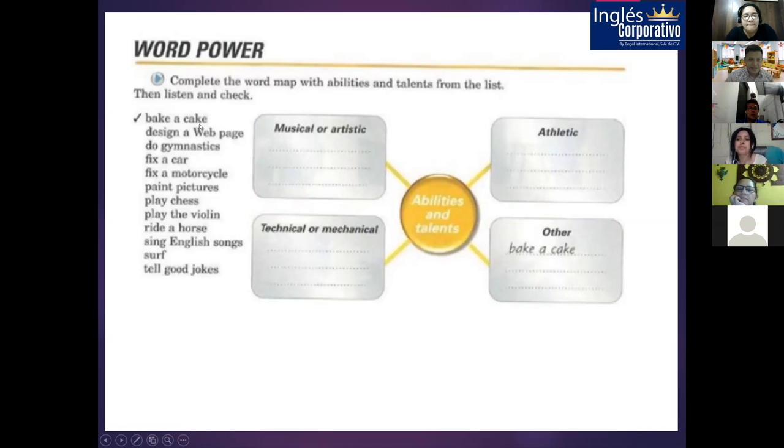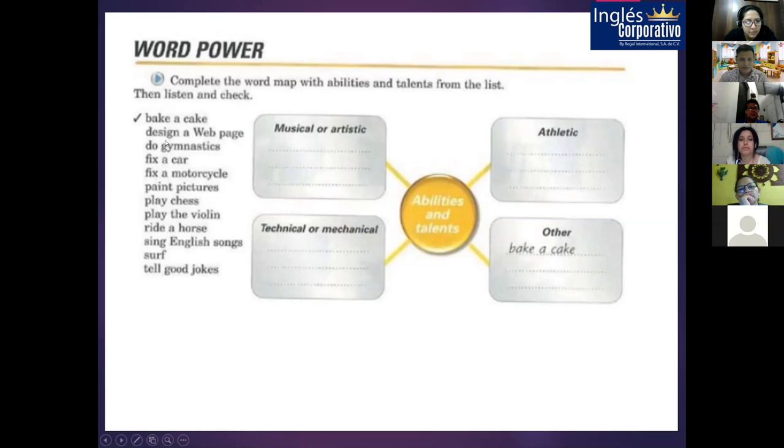We gotta bake a cake. Bake a cake, what is this? Hornear un pastel. Okay, bake a cake, right? Okay, in this case, bake a cake, we have in other. Cuenta. In otro, wow. It's not athletic, nor musical, nor technical, right? Okay, really good.